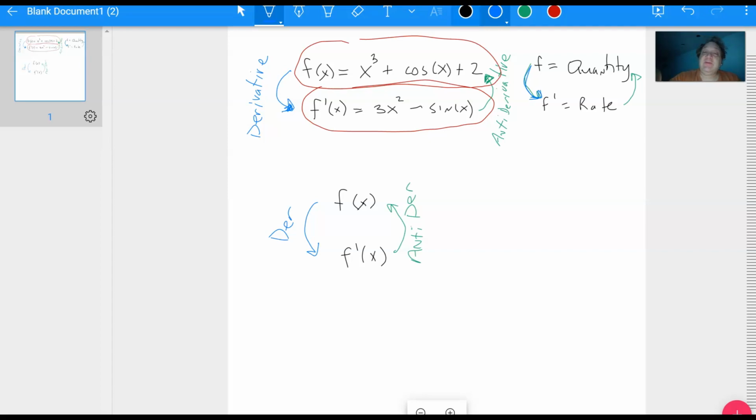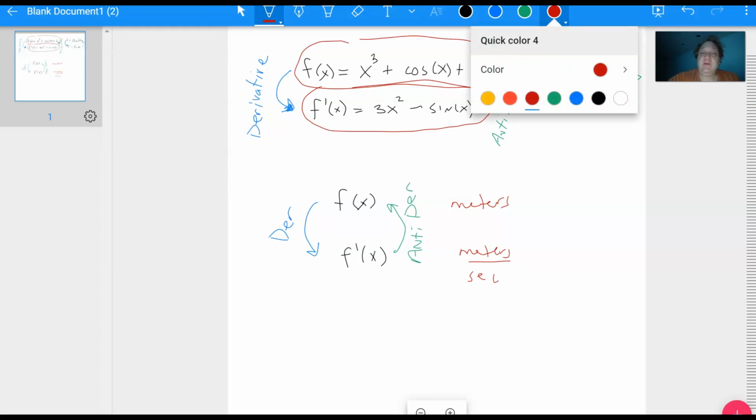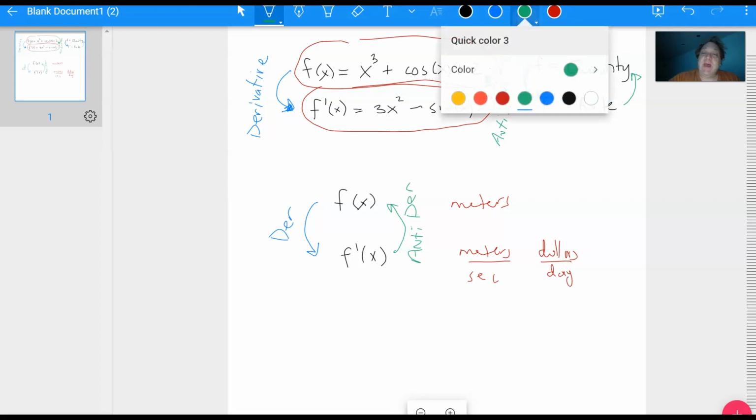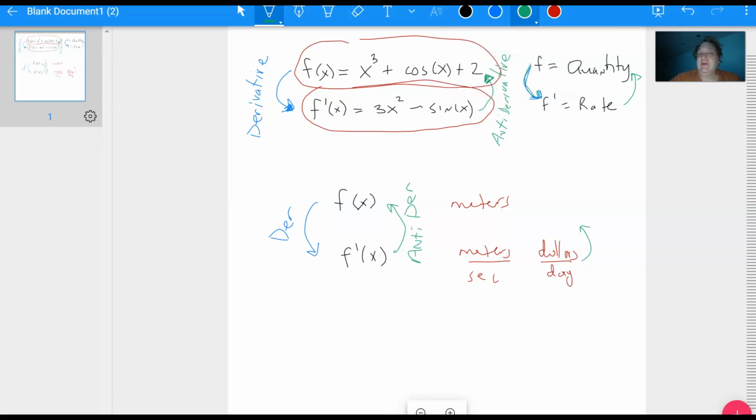Now, if you have an original function that's measured in, let's say, meters, then going to the derivative might find something like meters per second, like a rate, like a velocity. But there's no reason why we just have to think of distance and velocity. For example, suppose a business knew how many dollars per day they were taking in revenue. Going backwards, they could use an antiderivative to find out the total amount of dollars that they're earning.